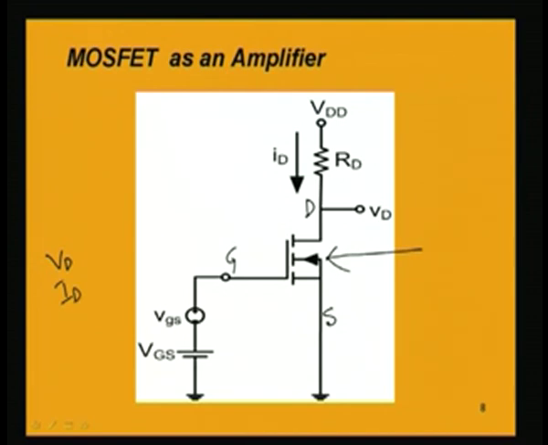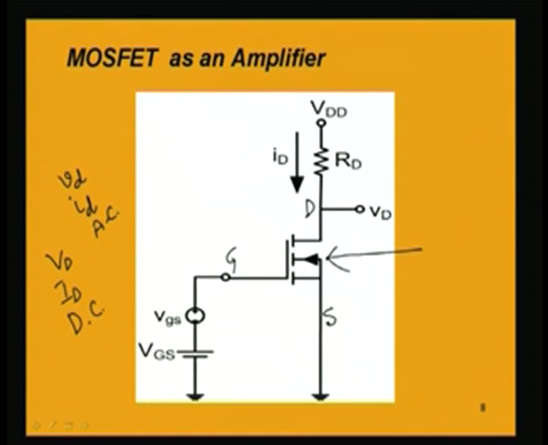And if we purely have an AC signal, we denote the signal by small v small d, small i small d, like this. Now, we are having both DC and AC conditions. So, what will we be having?